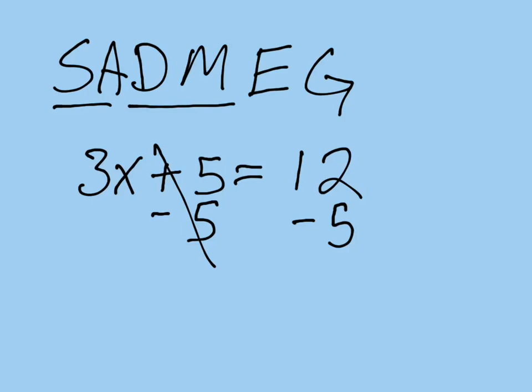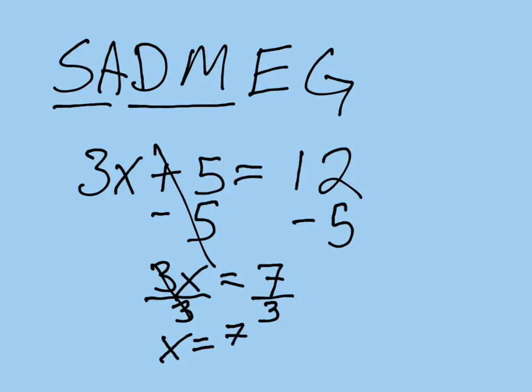And now be careful. We have more than just x this time. We undid the plus 5 with a minus 5. We are left with 3x equals, and 12 minus 5 is 7. Now notice we are not done. The variable is not by itself. This is why it's called a two-step. We've done one step. Now we need to do another step. Our variable is x. It's being multiplied by 3. To undo multiplying by 3, we divide both sides by 3. This goes poof, and we end up with x equals 7/3.